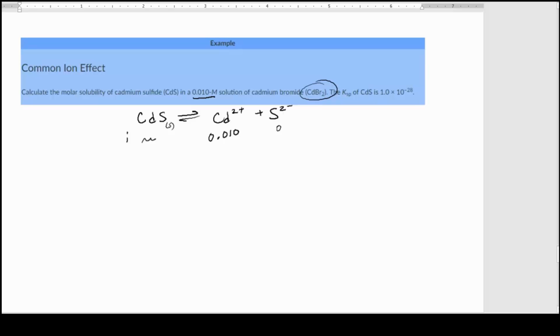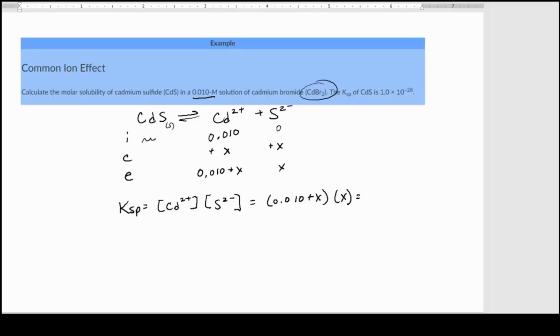Since I have no sulfur, I'm going to end up adding x to the product side. That's going to be my change. So at equilibrium, my cadmium will have 0.010 plus x. So now I can set up my KSP. Remember, KSP is the product constant at equilibrium, and here we're going to be dependent on the concentration of cadmium times the concentration of sulfur, which I just found out to be 0.010 plus x times x, and that equals a numeric value 1.0 times 10 to the negative 28.